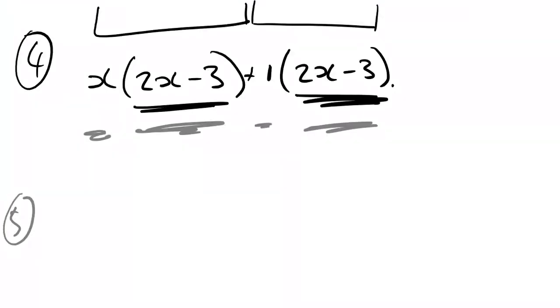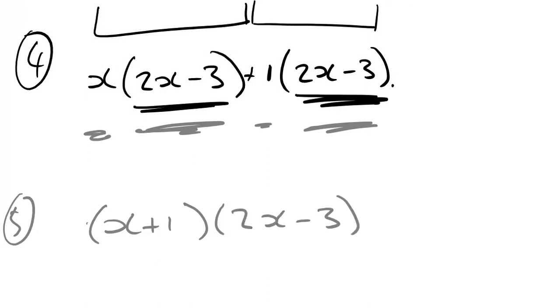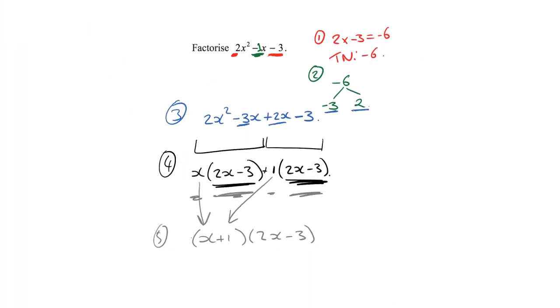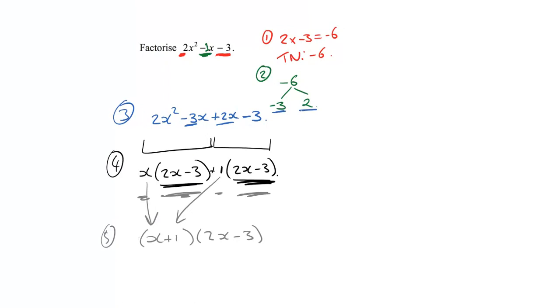So if I have x multiplying by 2x minus 3 and a 1 multiplying 2x minus 3, overall what I've got is x plus 1 multiplying 2x minus 3. We can take those pieces and put them into one bracket, all together multiplying 2x minus 3, and now we have managed to complete our factorization. Okay, so hopefully you understood that.